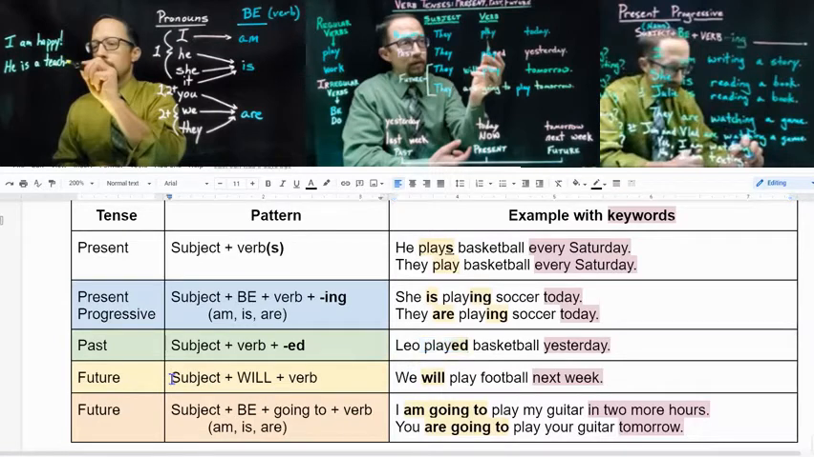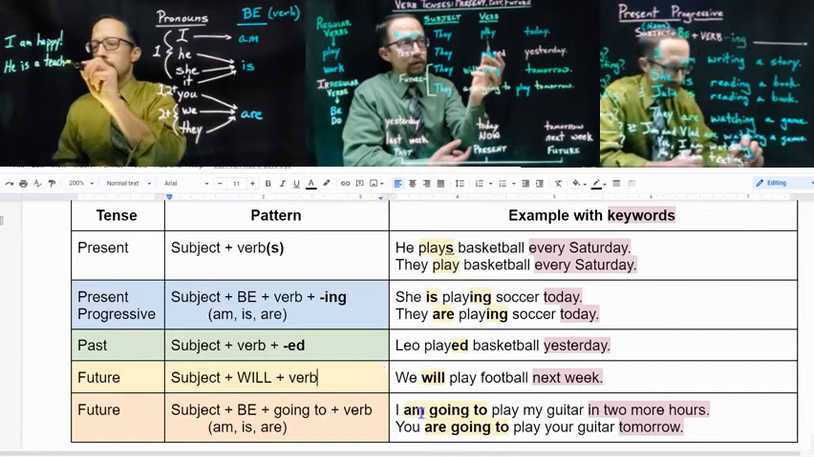Down here, we have another pattern. There are two futures. You can use will. This one is easy, because it is always will. I will, you will, she will, he will. Edward and Julio will. It is always will, and then the verb. And you do not change the verb with an S down here. You don't do that anymore. We will play. We will read. We will talk. We will do the homework. Okay?